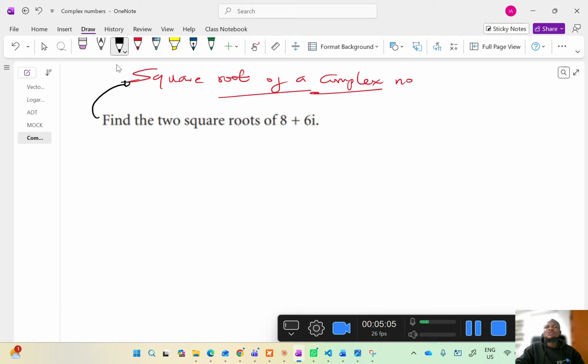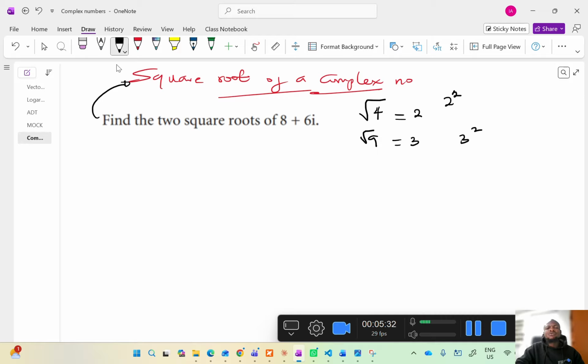Now, to find the square root of a complex number, that means that number is a square. For example, if I ask to find the square root of 4, that means 4 is from 2 squared, isn't it? And that was why you could find the square root to be equal to 2. If you ask to find the square root of 9, 9 is 3 squared. That was why you could find the square root of 3.